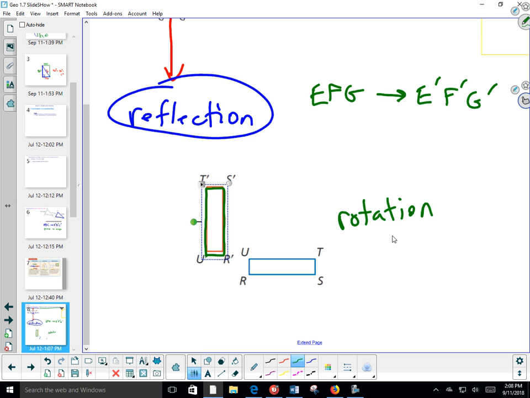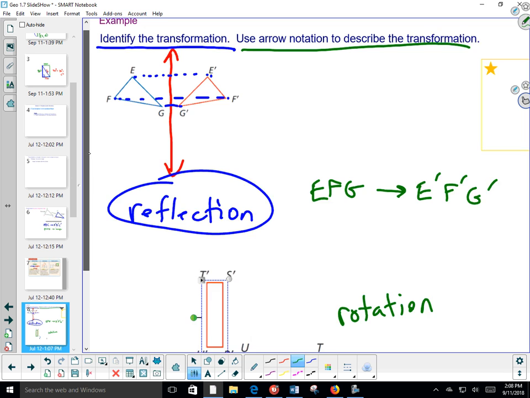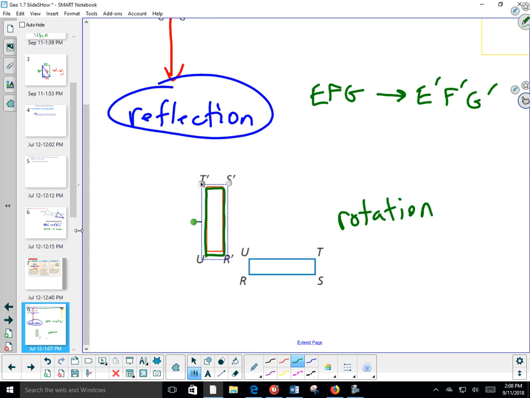And then our arrow notation, use arrow notation to describe. What would you write for that, Angelina? TRS, and then it's going to use the line T, UTRS is going to U prime, T prime, R prime, S prime. Does it matter what letter we start with? That's a great question.